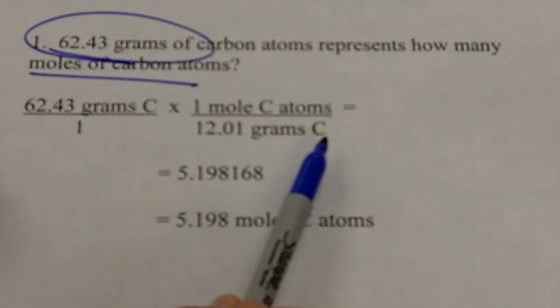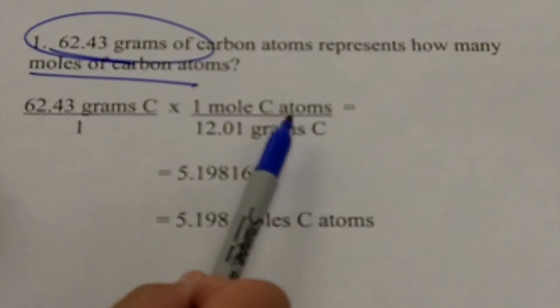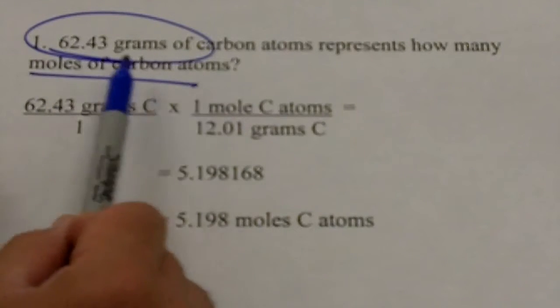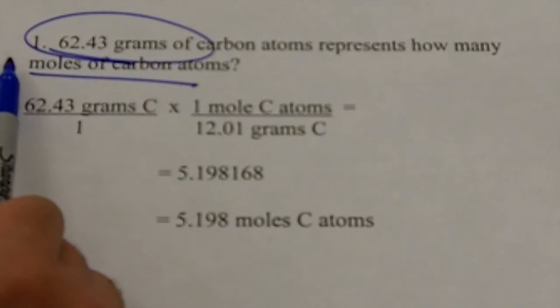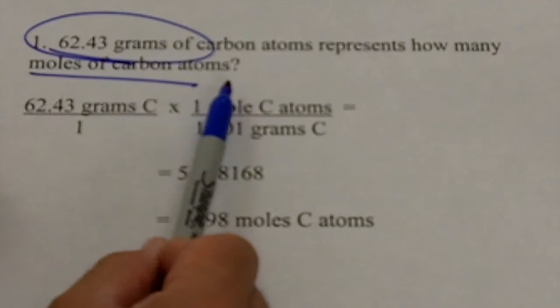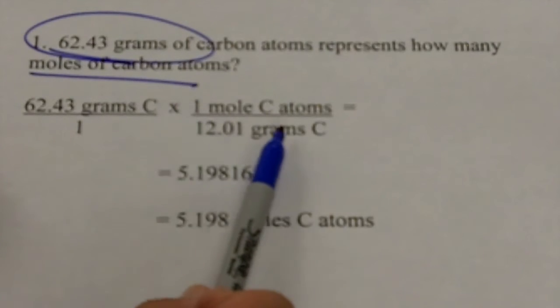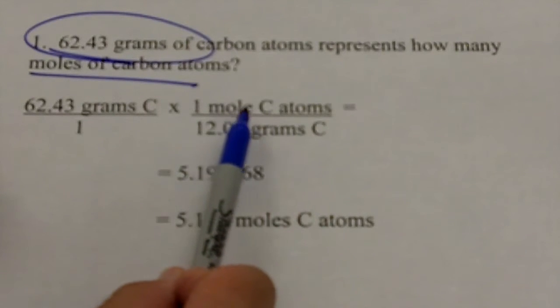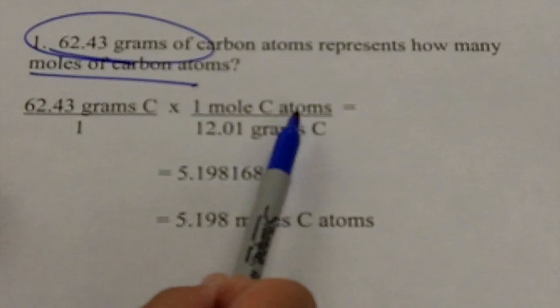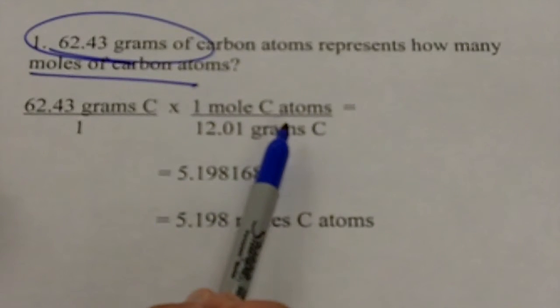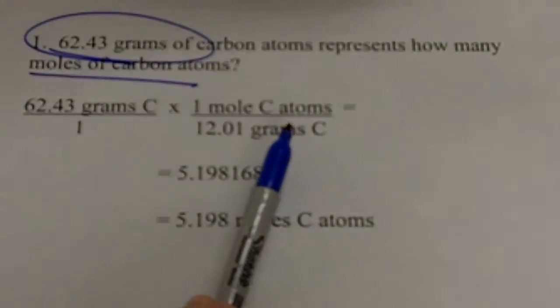Then what we're going to do is ask ourselves, what are we looking for? What is it that we want? We want moles of carbon atoms. We've underlined it just to emphasize that in the problem. Moles of carbon atoms. So we'll put that unit on top. So now we're going to need to know how many grams of carbon that 1 mole of carbon atoms weighs. Where do we get that information? Where do we get that number? Well, the answer is the periodic table.